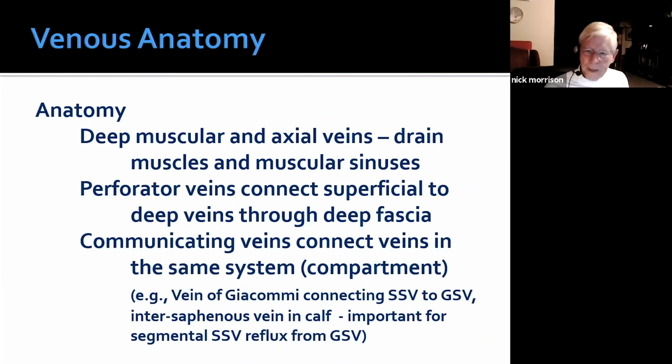An example of that is the vein of Giacomini connecting the small saphenous vein to the great saphenous vein, or an intersaphenous vein in the calf, which is important because if you have somebody who has great saphenous reflux along the length of the vein, and then has small saphenous reflux beginning in the mid portion of that small saphenous vein, the reflux is coming through that intersaphenous vein. If you treat the great saphenous vein and the intersaphenous vein and close those, very often that small saphenous vein will resolve without having to be treated separately.